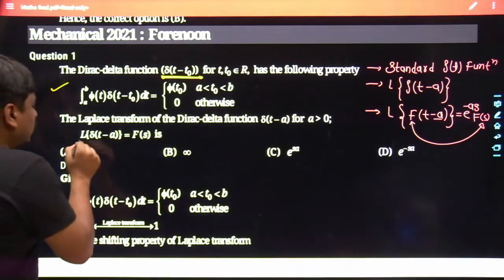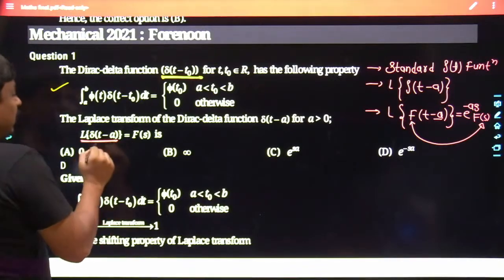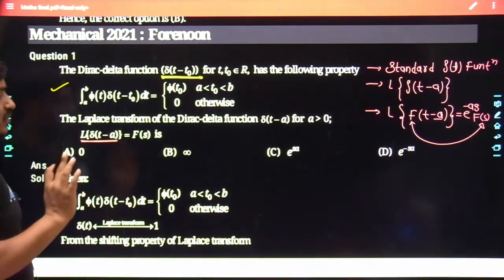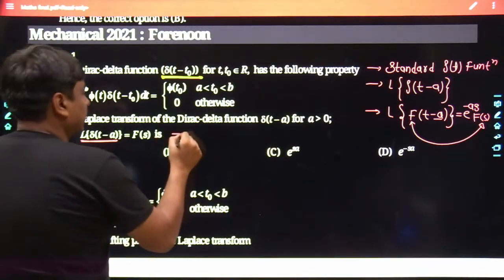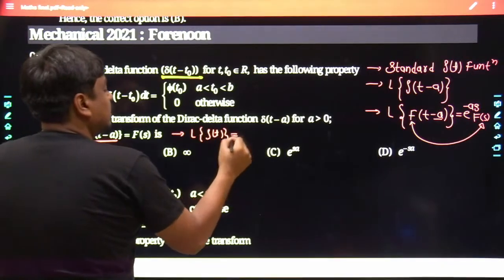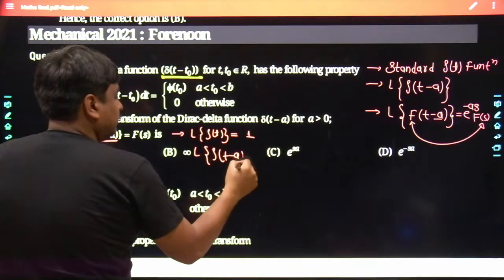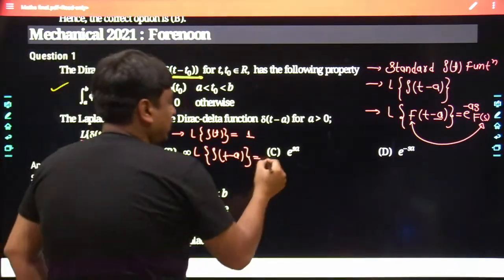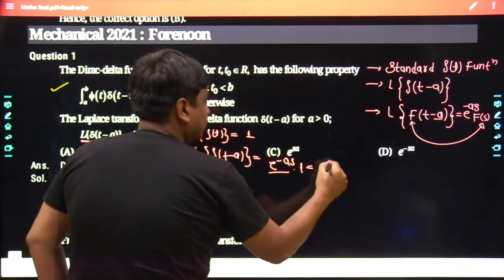Again, you were searching for the Laplace transformation of delta of (t minus a). That means it is the Laplace transformation of delta of t which was shifted by a. So first focus on the Laplace of delta of t, which is equal to 1, and hence if you calculate the Laplace of delta of (t minus a), it would simply be e to the power of minus a s, multiplied with 1.